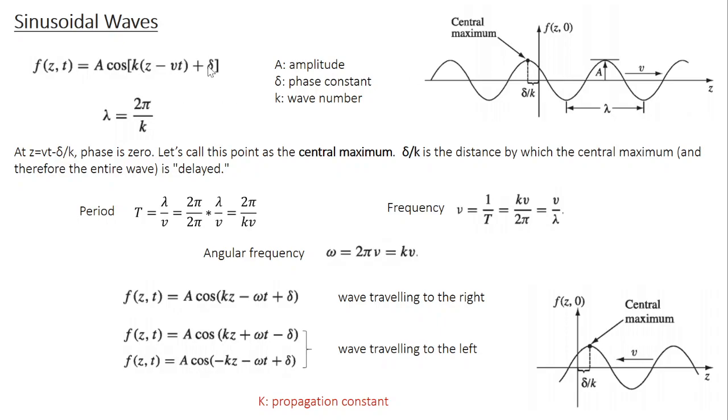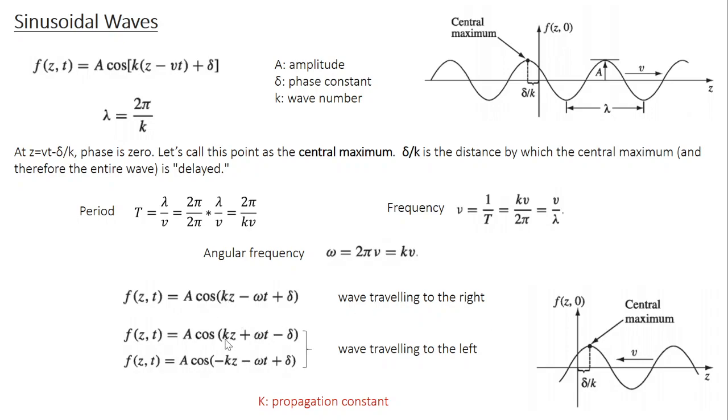If delta equal to 0, the central maxima corresponds with the origin at t equal to 0, which means delta by k is the distance by which the central maxima and therefore the entire wave is delayed. Since we are talking about wave propagation along the plus z direction, the delay is towards the minus z direction. On the other hand, if you take wave propagation towards the minus z direction, the delay delta by k will be towards the plus z direction. So delta by k gives you the delay in the wave motion.